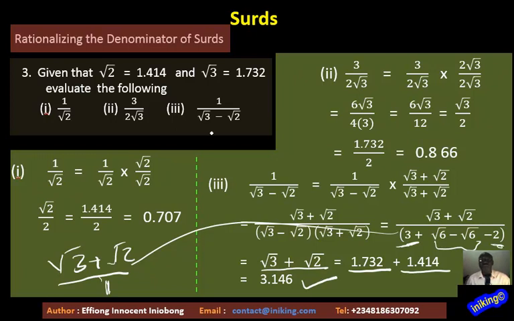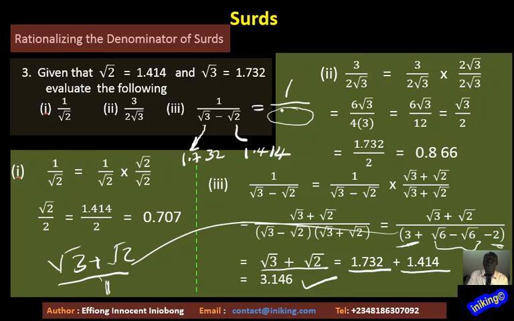Do not forget that if you are attempted to substitute the value of root 3 there as 1.732 and also here as 1.414, you would have ended up in 1 all over some irrational expression, and that would be difficult to operate without using some mathematical calculator or a 4-figure table.